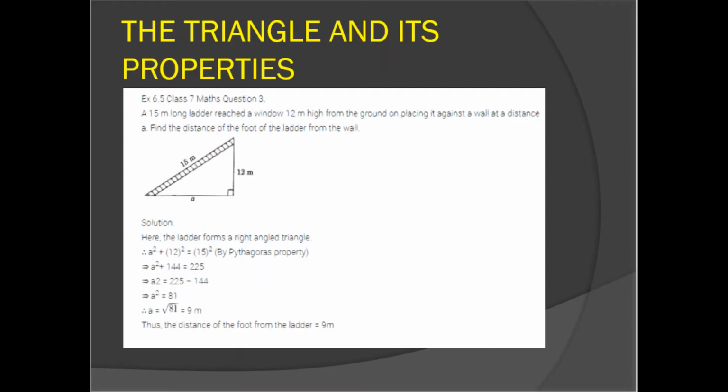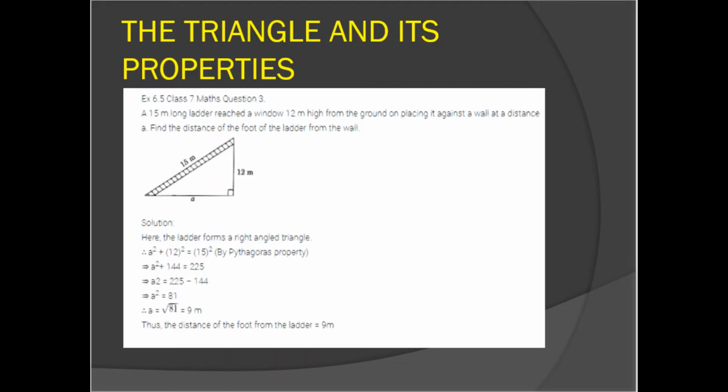A 15-meter long ladder reached a window 12-meter high from the ground by placing it against the wall at a distance A. Find the distance of the foot of the ladder from the wall. In this, 15 meter, 12 meter and the base is A, hence the ladder forms a right angle triangle, that is A square plus 12 square equal to 15 square, means hypotenuse square is equal to base square plus perpendicular square.